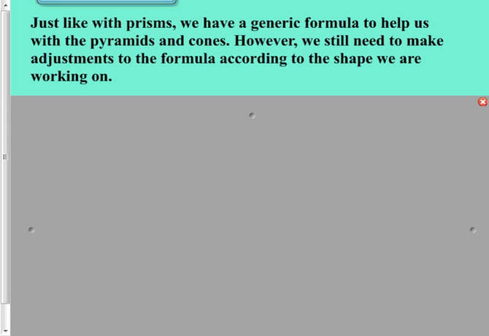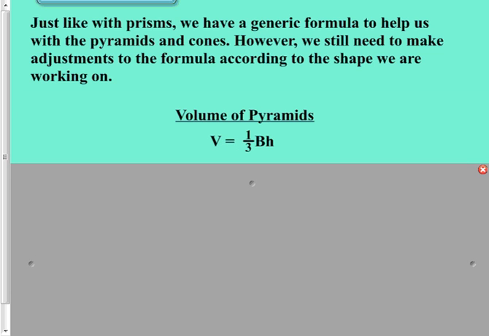Okay, so here we go. Just like with prisms, we have a generic formula to help us with the pyramids and the cones. However, we still need to make adjustments to the formula according to the shape we are working on. Now, our formula for today is going to look very familiar, at least part of it will, to the formula we used last time. As you can see in there, we still have the area of the base and the height being considered. Okay, but there is a coefficient involved. We are looking at exactly 1/3 of the area of the base times the height.